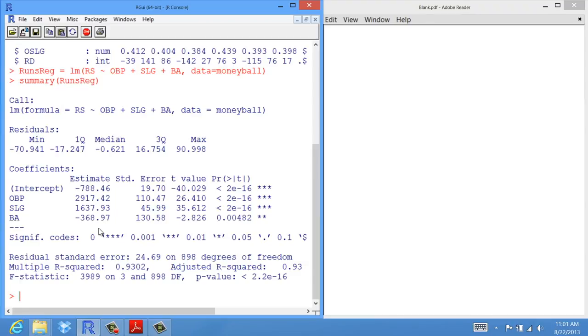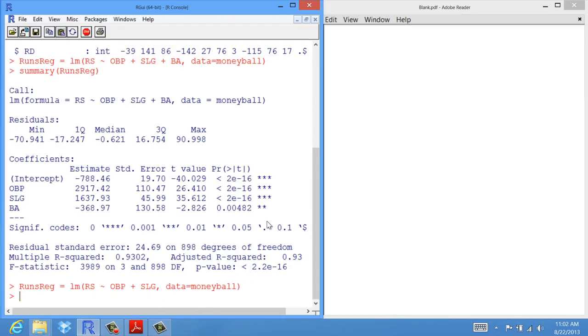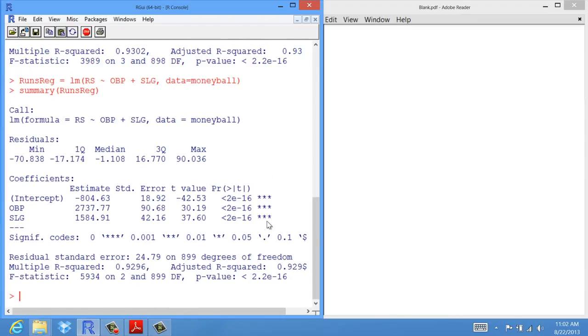Let's see if we can remove batting average, the variable with the negative coefficient and the least significance, to see if we can improve the interpretability of our model. So let's rerun our regression equation without the variable BA. If we look at the summary of our new regression equation, we can see that our variables are again highly significant. The coefficients are all positive, as we would expect them to be, and our R-squared is now 0.9296, or about the same as before. So this model is simpler with one fewer variable, but has about the same predictive ability as a three-variable model.